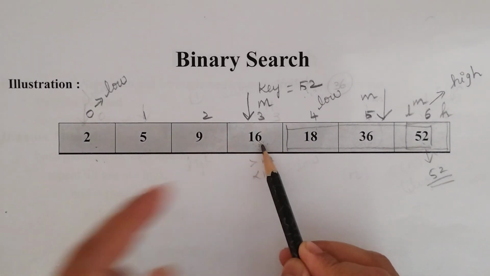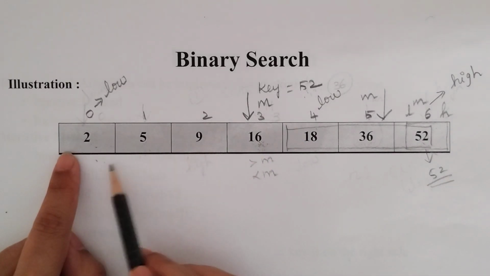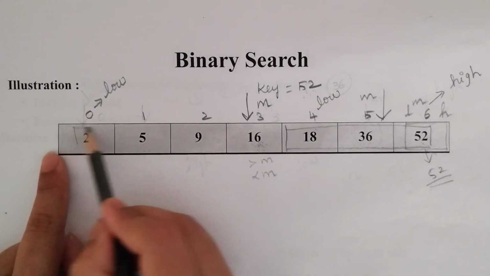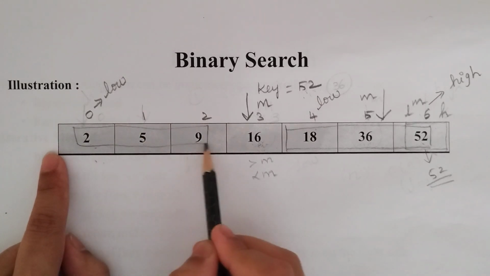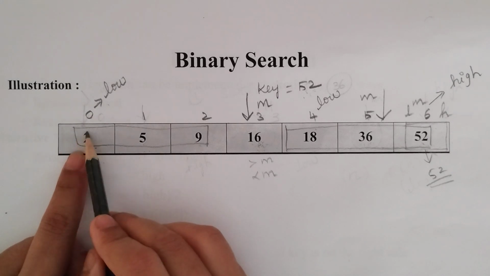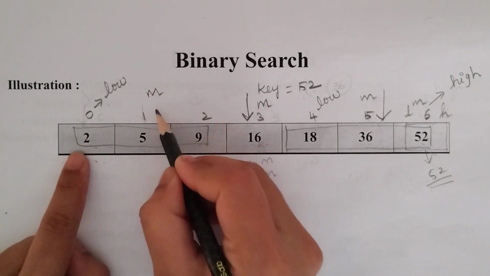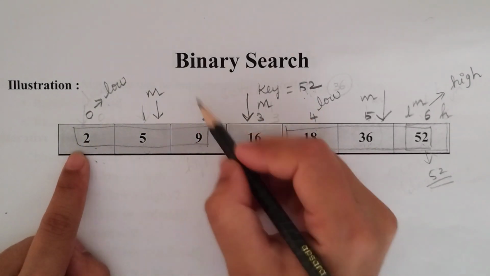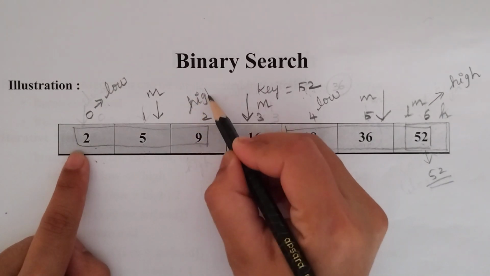What if the array is divided based on the left hand side? Then this will be my sub array, and in this array the low value will not get changed. It is kept as it is, whereas my middle value will get changed and my high value gets changed.